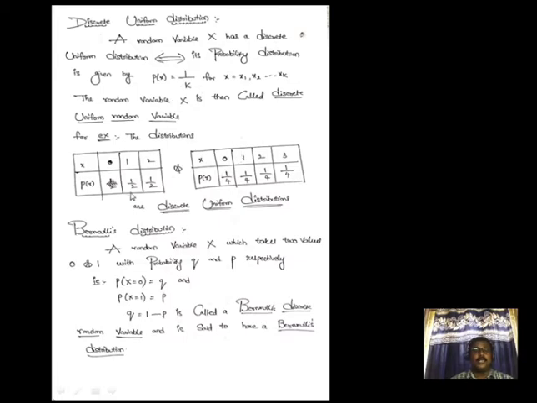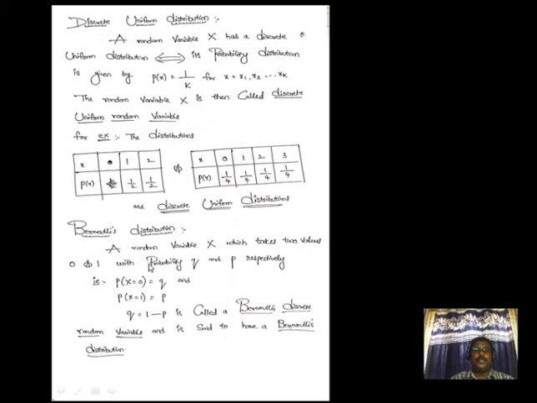Here I have taken an example. I have taken the x values as 1, 2 and p of x values as 1 by 2 and 1 by 2. So 1 by 2 plus 1 by 2 means the value becomes 1. Next, I have taken x as 0, 1, 2, 3 and p of x values as 1 by 4 plus 1 by 4 plus 1 by 4 plus 1 by 4. The total is 4 by 4, the value becomes 1. These are the two examples of discrete uniform distribution.